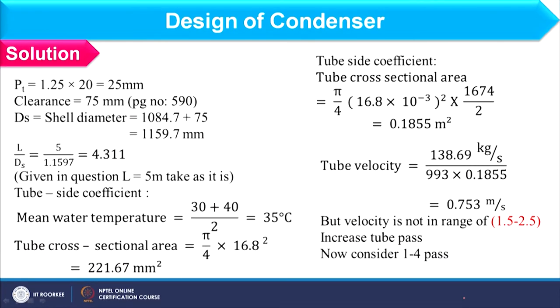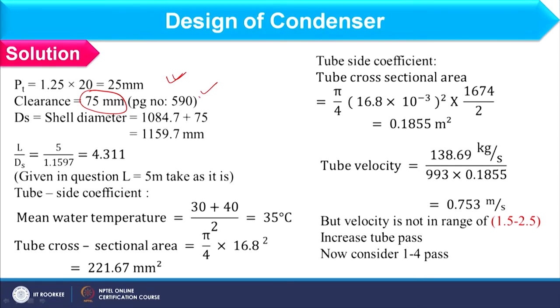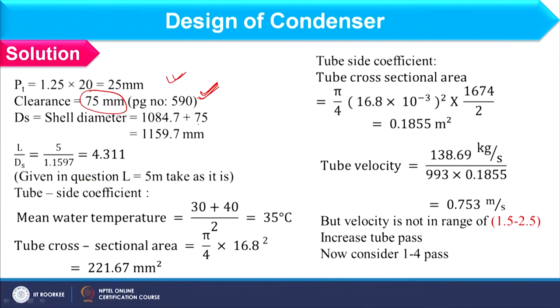To find out the shell diameter, you should understand that a clearance is required, and this clearance we can find corresponding to the bundle diameter as well as the type of exchanger, which is the split ring type. It is already given in the problem. That curve of clearance you can find on page number 590 of Richardson-Coulson volume 6, from the 4th edition of that book. So considering this clearance as well as the bundle diameter, you can find the shell diameter as 1159.7 mm.